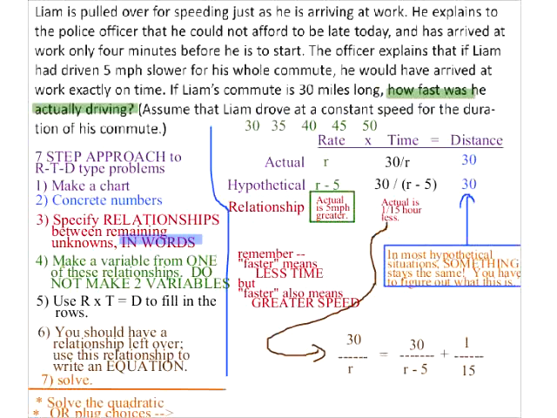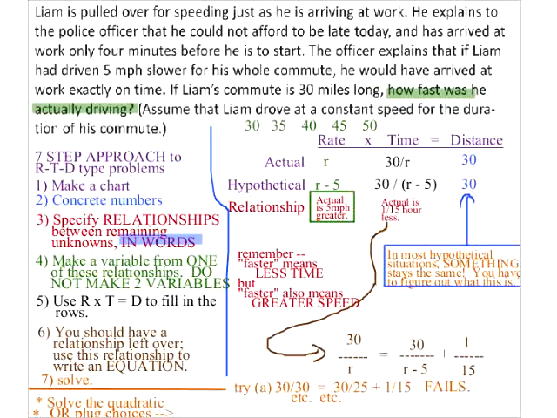So, let's say you try A. That gives you 30 over 30 equals 30 over 25 plus 1/15. This doesn't work. Etc., etc. Long story short, if you try E, I think it winds up being E, 30 over 50 equals 30 over 45 plus 1/15. This winds up being 3/5 equals 2/3 plus 1/15.